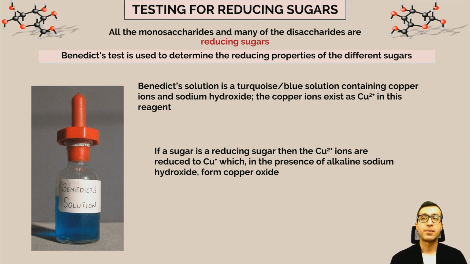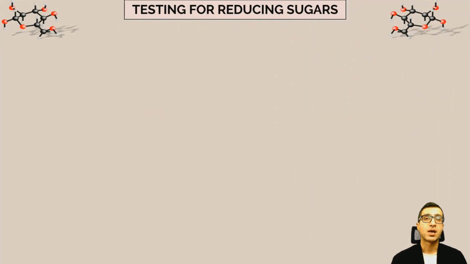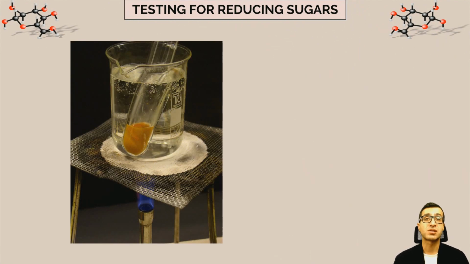Now, the outcome of that is that the copper oxide is an insoluble substance, and so therefore precipitates out of solution, and it forms a brick red coloured precipitate. And so this is how we can test for the presence of reducing sugars.